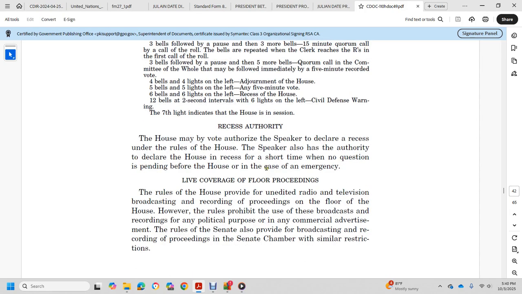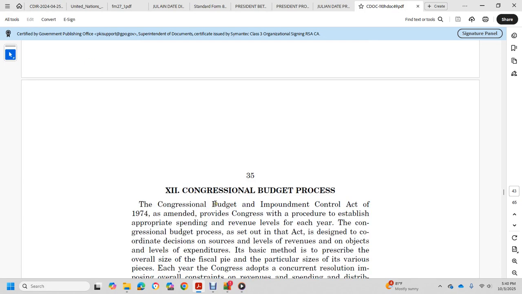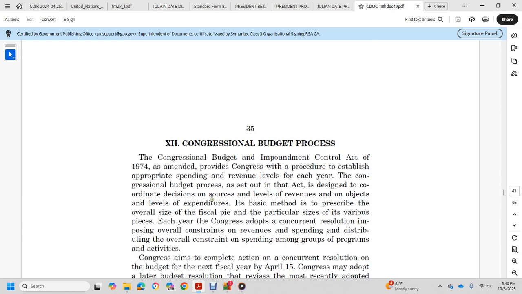Live coverage of floor proceedings. The rules of the House provide for unedited radio, television broadcasting, and recording of the floor proceedings of the House. However, the rules prohibit the use of the broadcast or recording for political purposes or for commercial advertisement. Rules of the Senate also provide for the broadcasting and recording of the proceedings of the Senate chamber, with similar restrictions. 12. Congressional budget process.